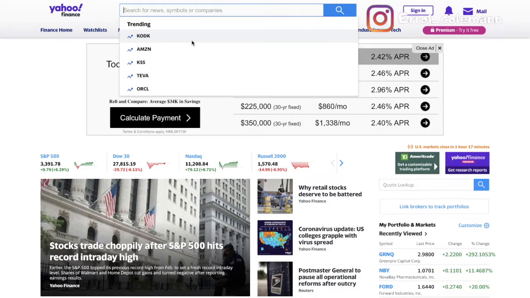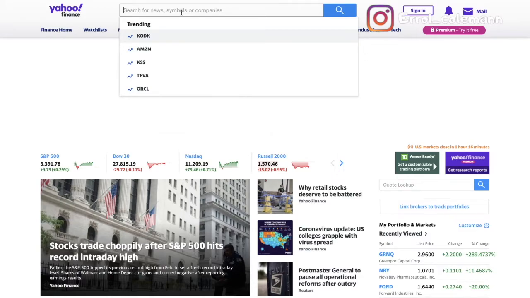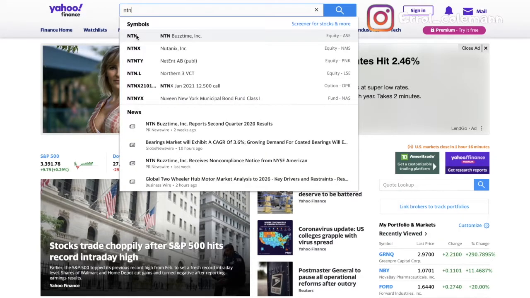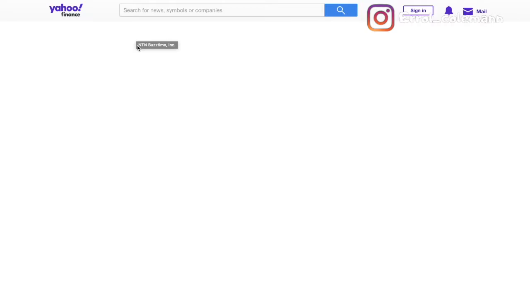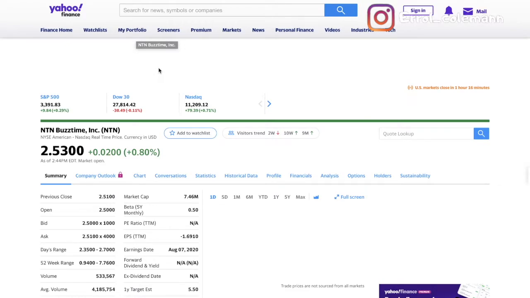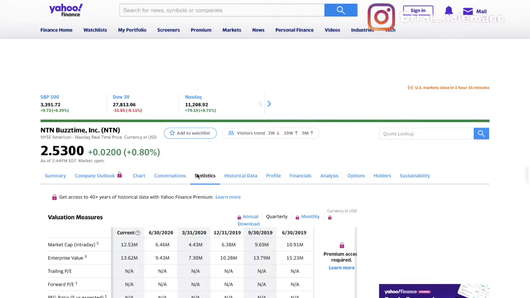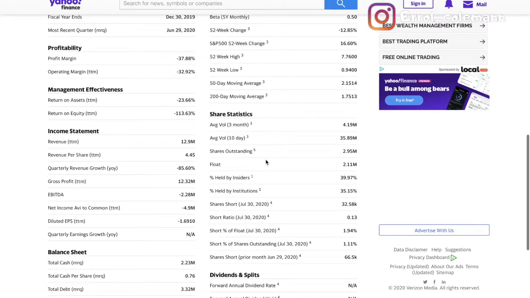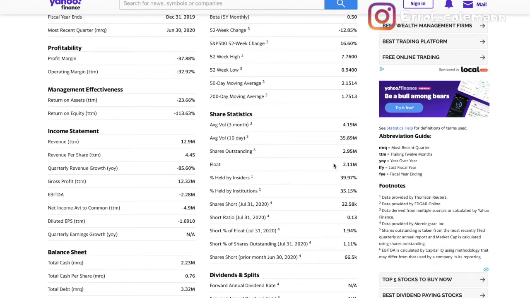So NTN, it's a low float stock, and before I get ahead of myself, let me show you where you can come to check out this float. There's multiple places where you can check out the float of the stock. If you know other places, go ahead and keep doing that as well. But you can also come to Yahoo Finance. There's a market cap, super low cap. Here's the float of the stock, 2.1 million shares float. So that's a very low float.